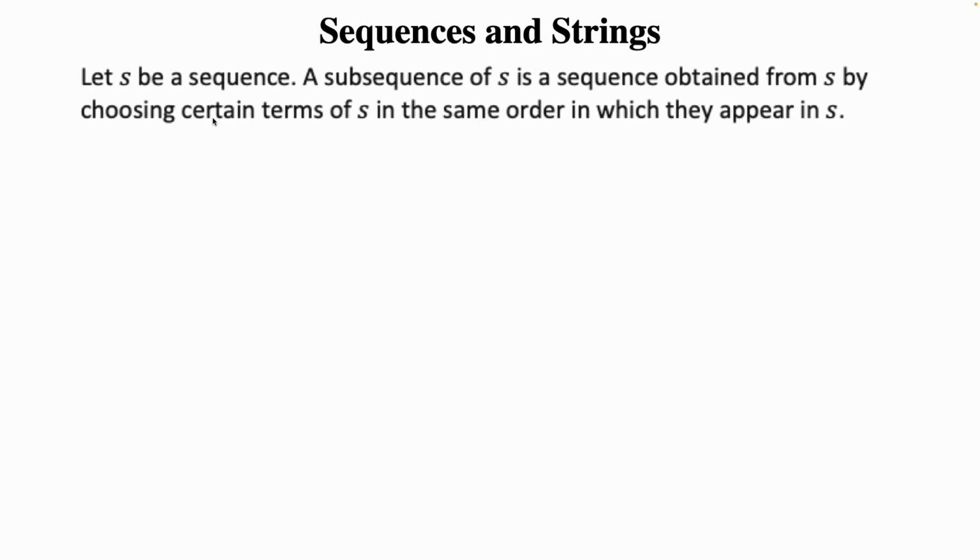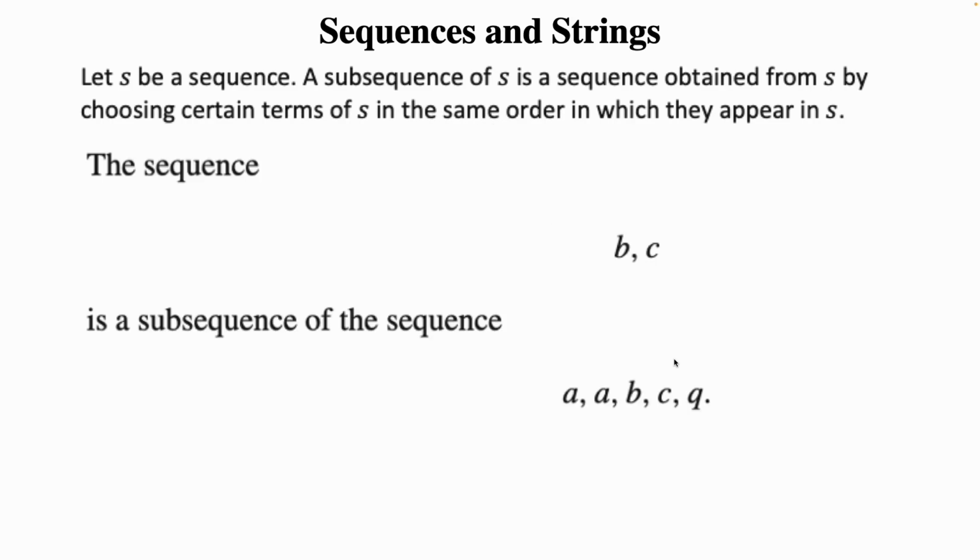Okay. Let S be a sequence. A subsequence of S is a sequence obtained from S by choosing certain terms of S in the same order in which they appear in S. So for example, if the sequence is A, B, C, Q, BC is a subsequence because B is in A, B, C, Q, and it's in the same order. So something like AQ is not a subsequence. To be a subsequence, if AQ were a subsequence, A would have to be next to Q in the original sequence, like BC is.